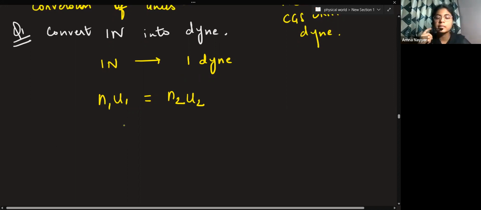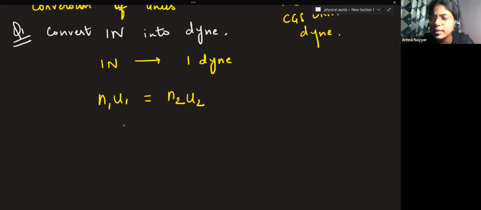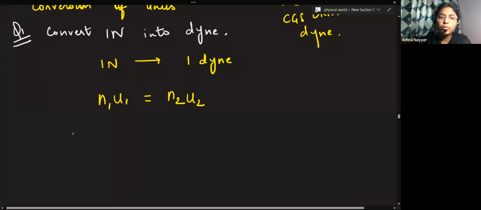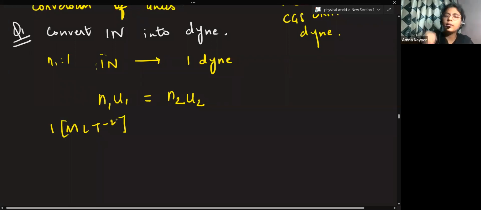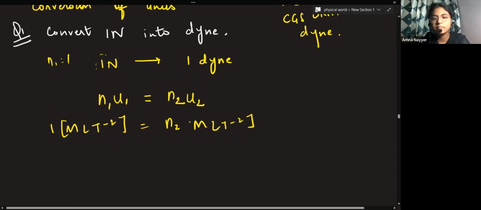Now, how do we write it? Newton is the SI unit of force, so write the dimensional formula of force instead of the unit. Number here is 1 because N1 here is 1. And the dimensional formula for Newton is M L T to the power minus 2, mass into acceleration. This is U1. Similarly, N2, and since dyne is also the CGS unit of force, the dimensional formula will be this.